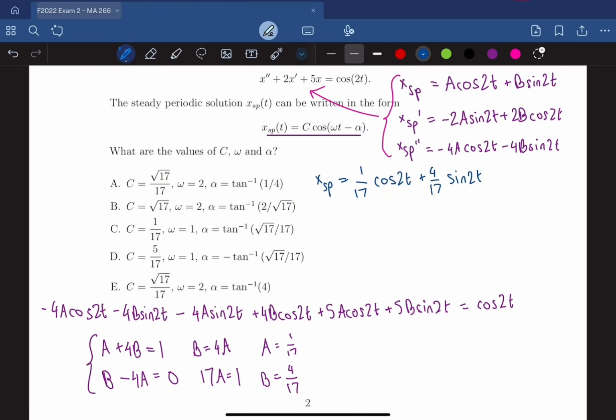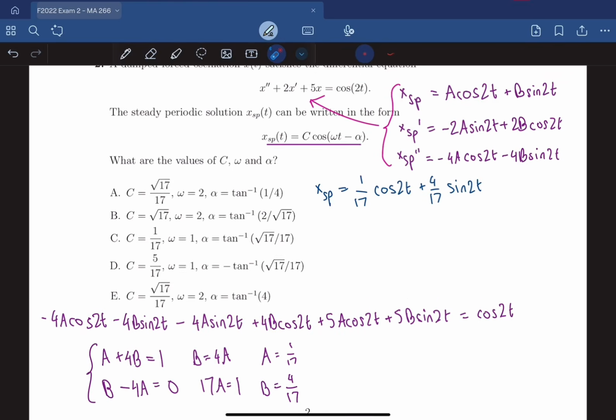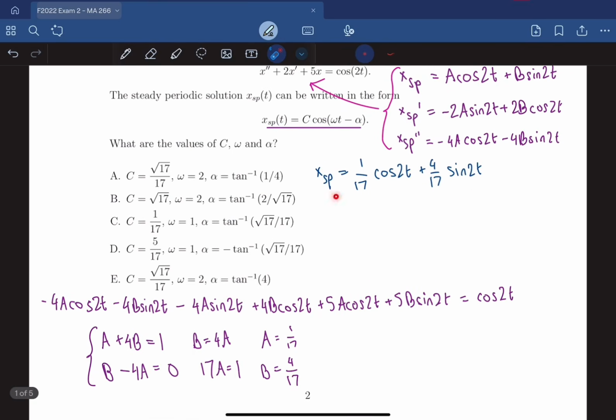And from here we can find our c. So let's look back at our question. What we have to do now is write this into our form. Write our a cosine 2t plus b sine 2t into the form c cosine omega t minus alpha. So how do we do that? How do we find c?